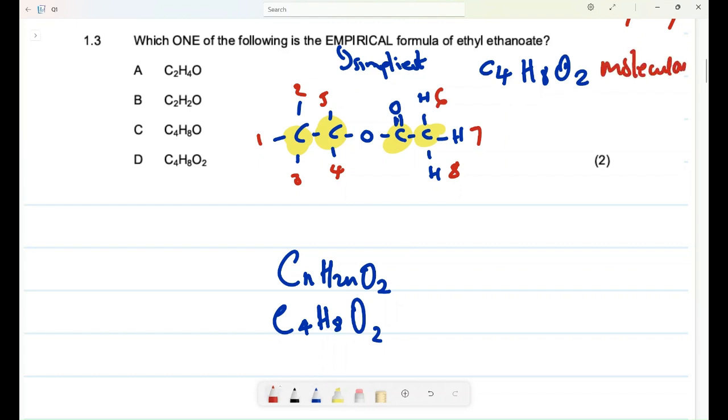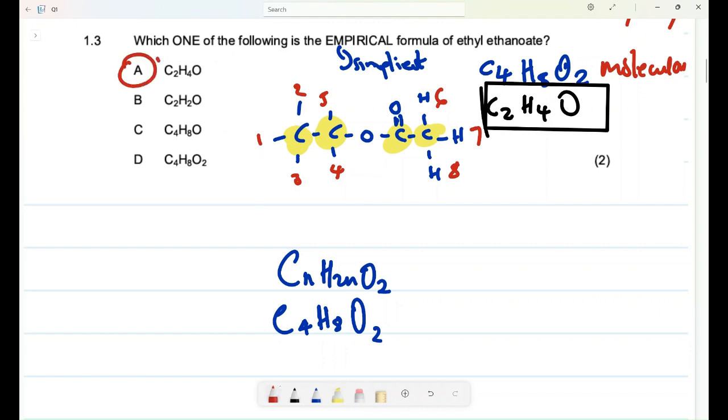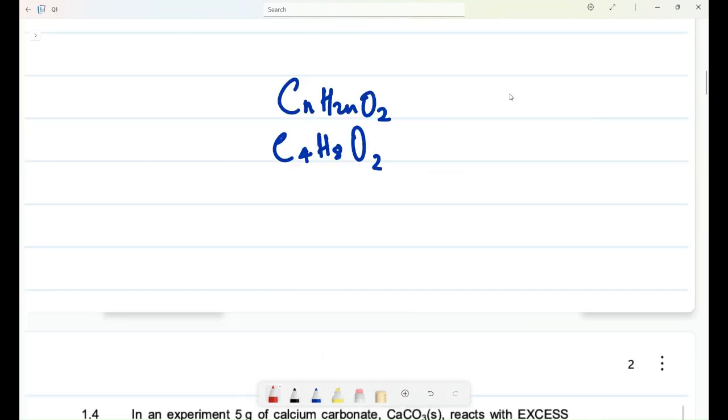What is the empirical? Empirical is the simplest. So I can divide by how much here? By two, which is the simplest. Remember here it is eight. So when I divide by two, it gives me C2H4O. Can you see I can no longer divide this any further? Any answer that has something like that, C2H4O, so the most correct answer in this case is A. D was going to be the correct answer if they wanted the molecular formula. I believe you're following.